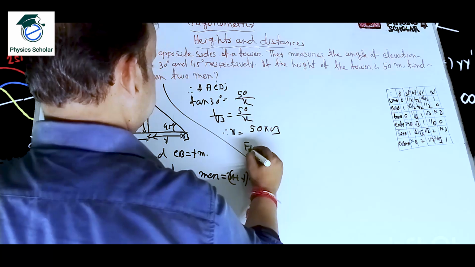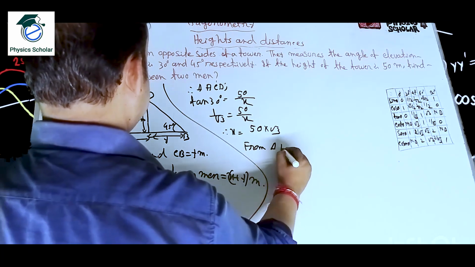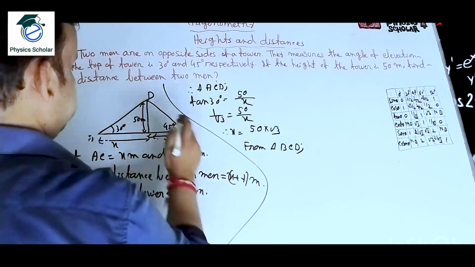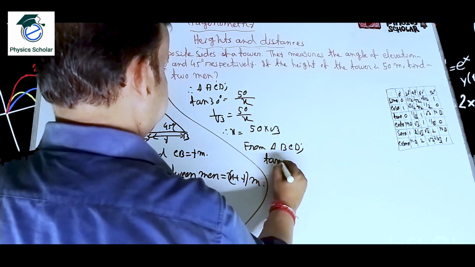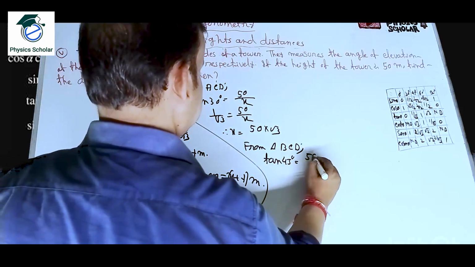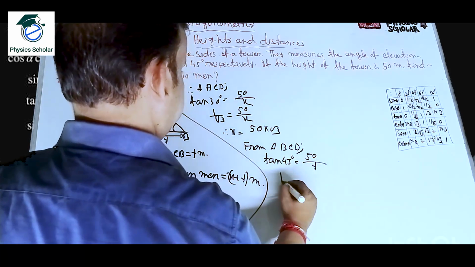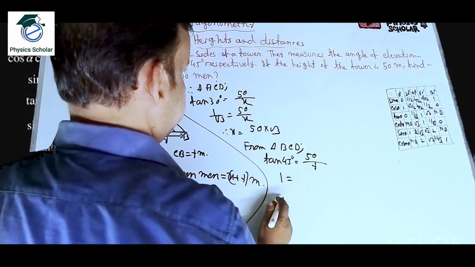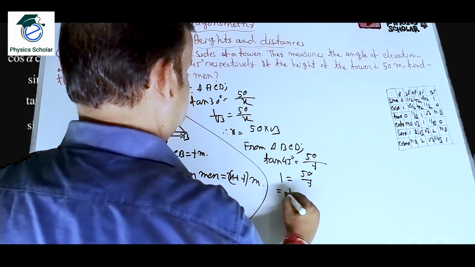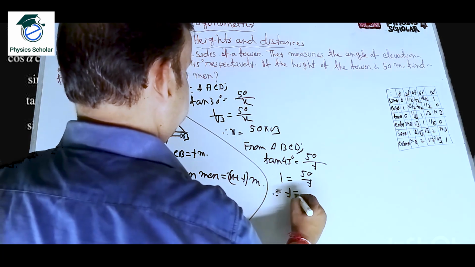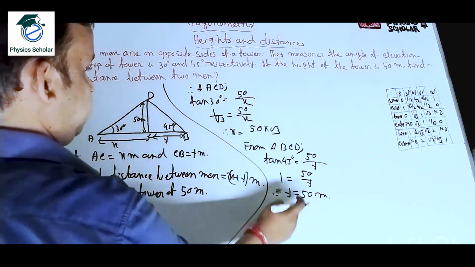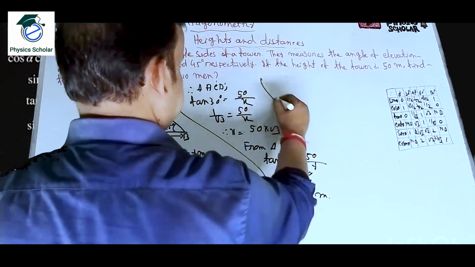Again from triangle BCD. Clear? From triangle BCD, tan 45 degree is equal to perpendicular means 50 by base means y. So tan 45 degree is 1. So 1 is equal to 50 by y. Therefore y is equal to 50. So x is equal to 50 root 3 meter and y is equal to 50 meter.